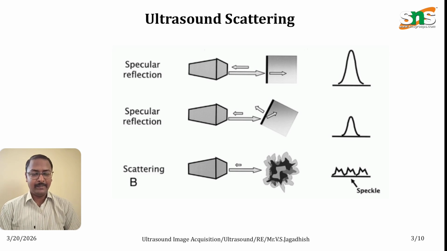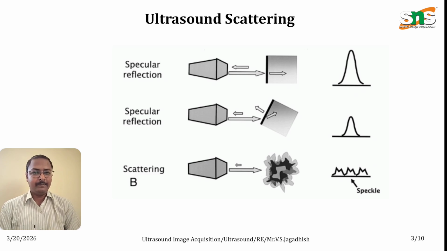Coming to the second diagram, when the surface is tilted at a particular angle, and the sound waves produced by the transducer hit the inclined surface, the echo that returns is very small, smaller than in the first case. So we get a small signal, and the image quality of the second type is comparatively less when compared to the first one.